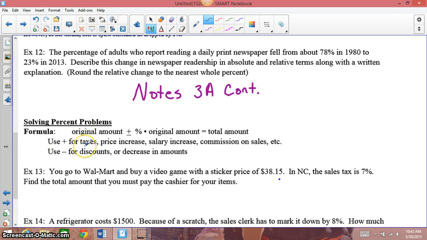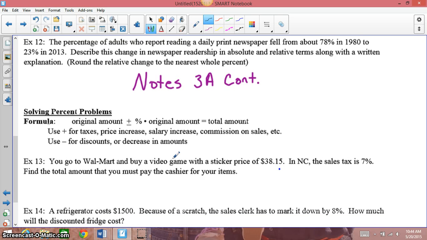You'll know when to use addition and subtraction. You'll use addition whenever you are paying tax on an item, you experience a price increase, a salary increase, or commission type problems. Real estate agents and car salesmen, for example, work on commission, so that would be an additional part of their income. You would use subtraction for discounts or a decrease in some amount. It might be a salary decrease or a decrease in your bill or something like that. So hopefully it is very straightforward which to use.